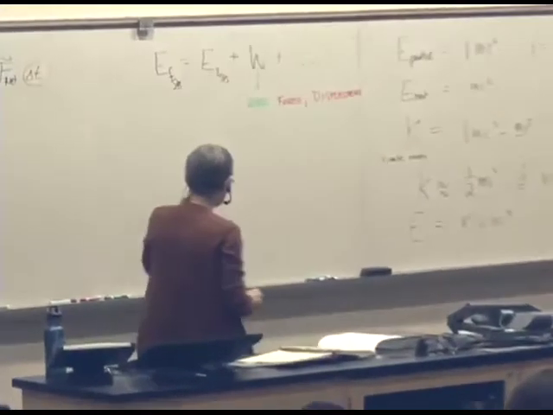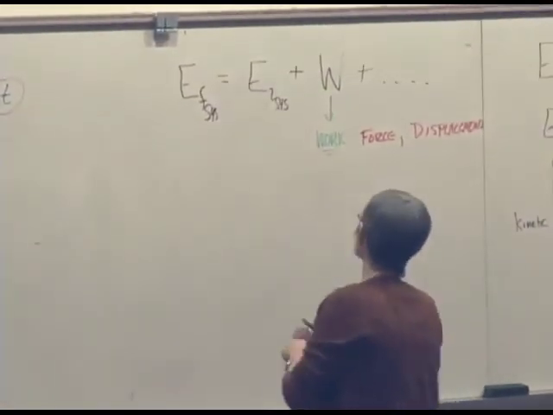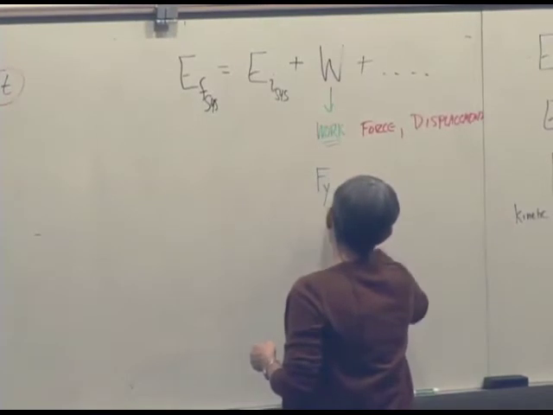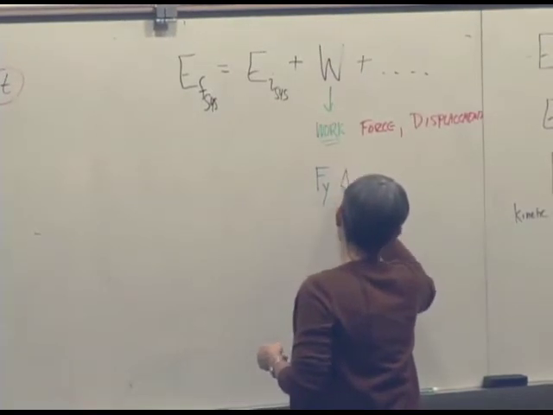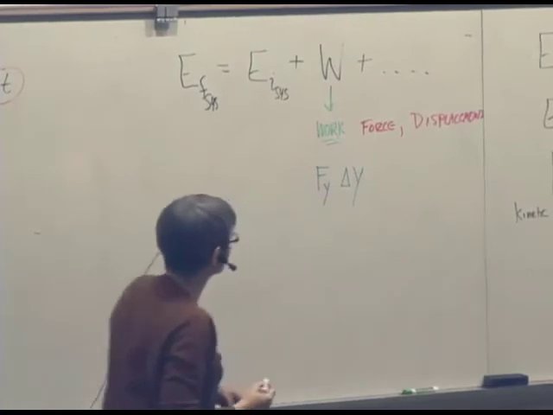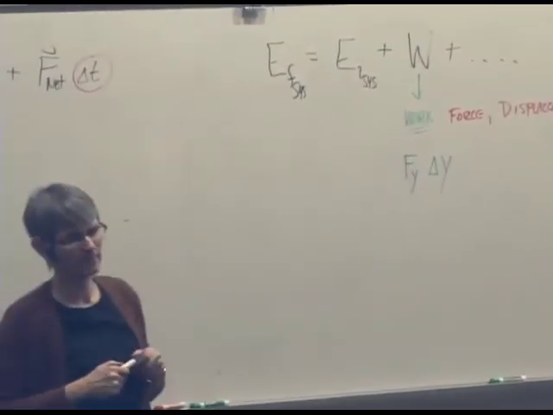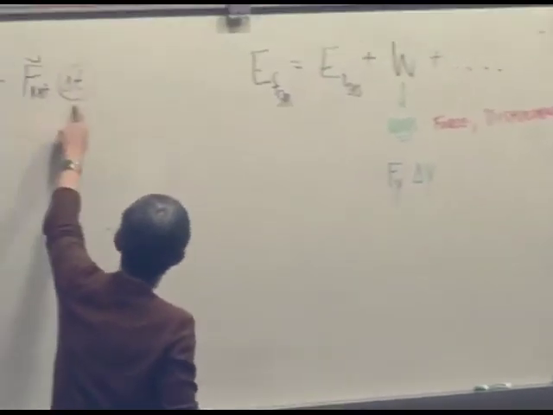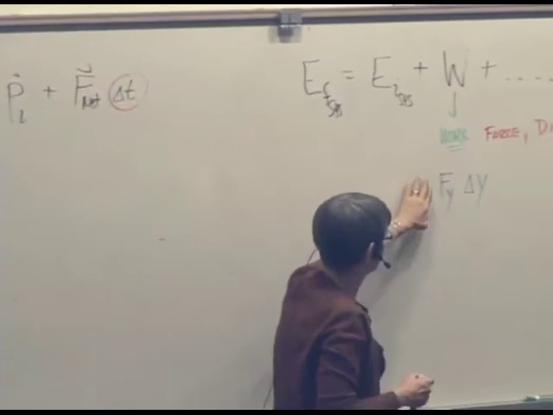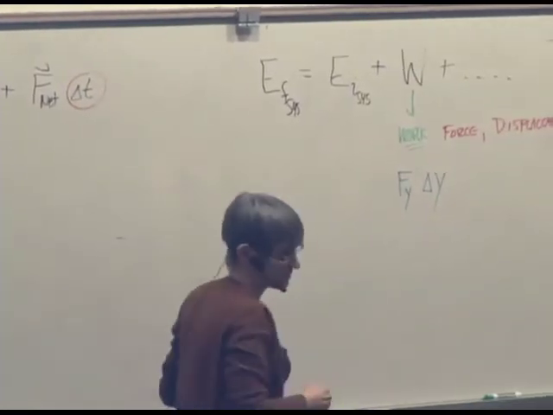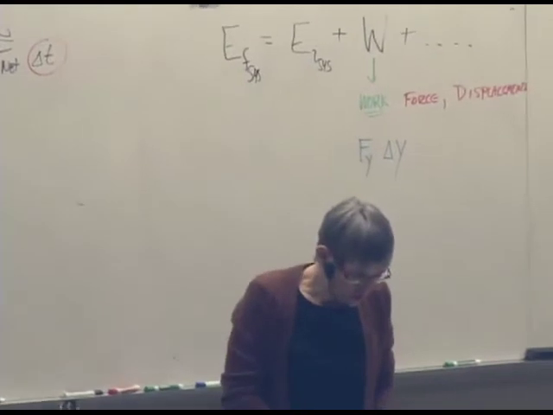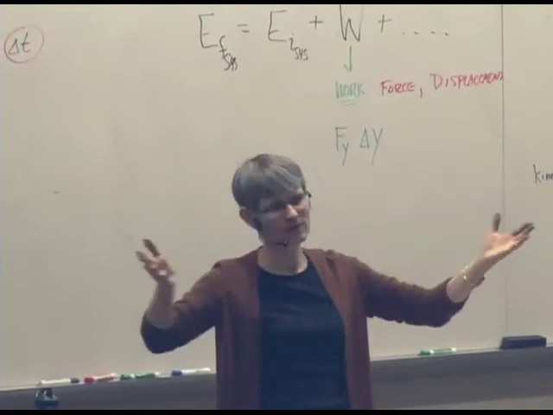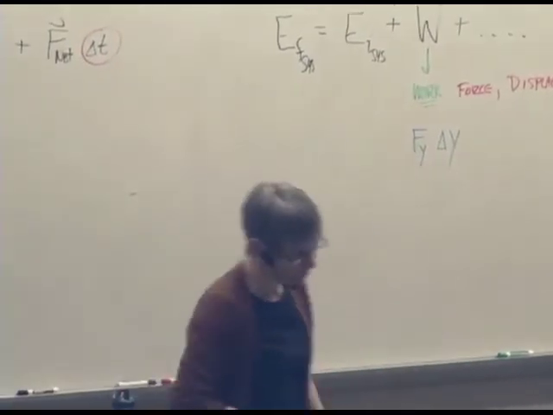So we can actually write this provisionally as, here we had a y component of a force acting through some displacement delta y. And so instead of a delta t, force time, we have force displacement. But things don't only just move in one direction. We live in a 3D world. We can have displacements in a 3D world.